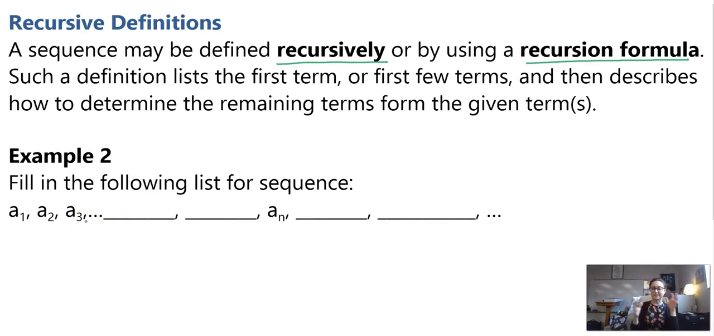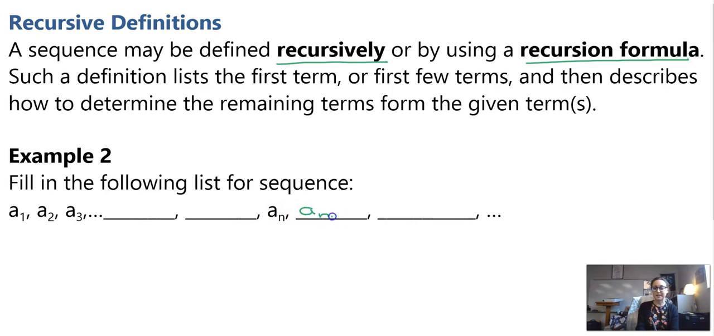So before I show you what a recursion formula might look like, let's really kind of get in our heads what all these a subscripts mean, okay? So first term is a sub 1. Second term is a sub 2. Third term is a sub 3. Dot, dot, dot. Okay, a sub 4, a sub 5, and so on. Let's say that I'm on a sub n. How would you write the next term? How would you fill in this blank?